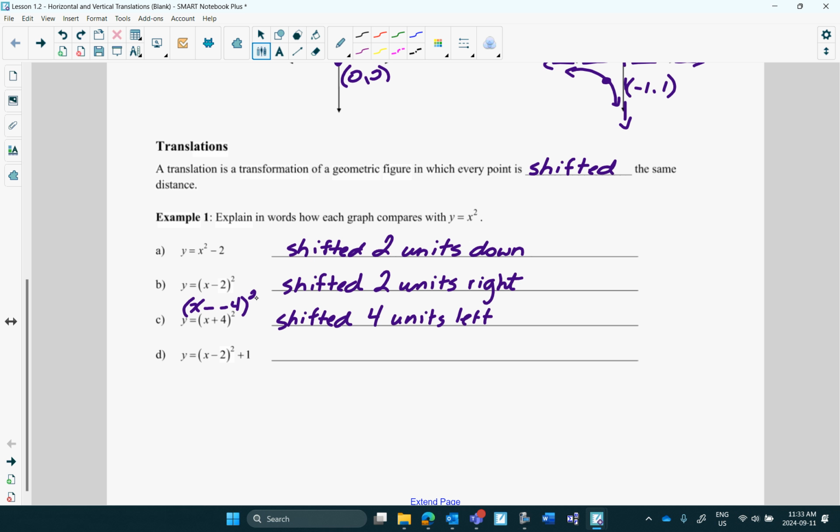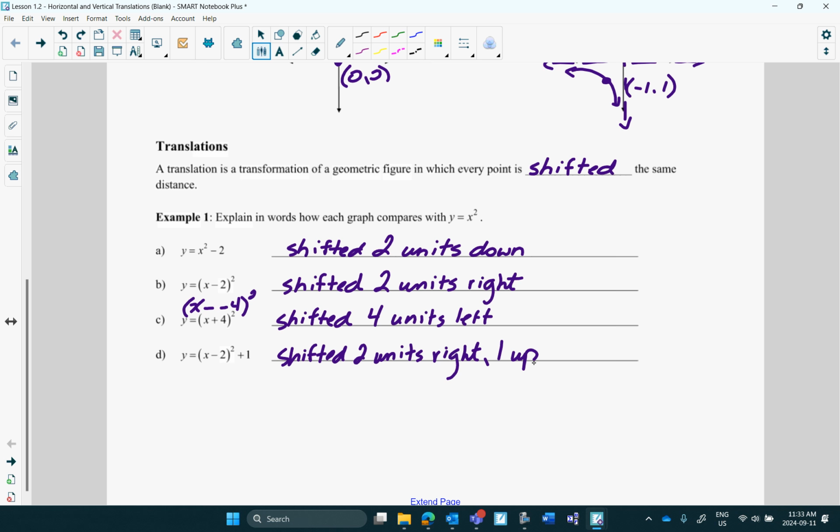Finally, this is a double shift. Shifted 2 units right, 1 unit. So that's kind of review. We can apply the same reasoning to other types of functions that we already know.